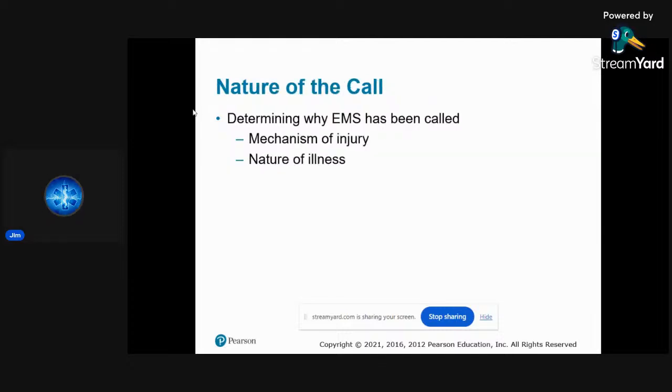Nature of the call. We're going to find out what the nature of the call is during the scene size-up. This is why we were called, right? Is this a mechanism of injury, a trauma, or nature of illness, a medical call? So why were we called? We need to figure out which it is. Is it a mechanism of injury? And if it is, what is that mechanism? And if it's a nature of illness, what the nature is, why we're there.